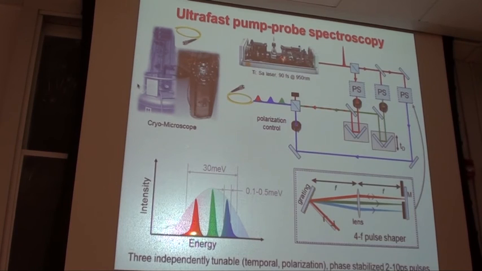To give you some numbers, we can tune these pulses over a bandwidth of something like 30 milli-electron volts. You probably want to have it in gigahertz, so it's quite a large bandwidth. The pulse widths we can vary from about 0.1 to 0.5 milli-electron volts. This is pulse durations up to about 9 picoseconds down to about 3 picoseconds. And we can excite the system, and these 3 arms are stabilized in phase relative to each other using a HENI to stabilize these.